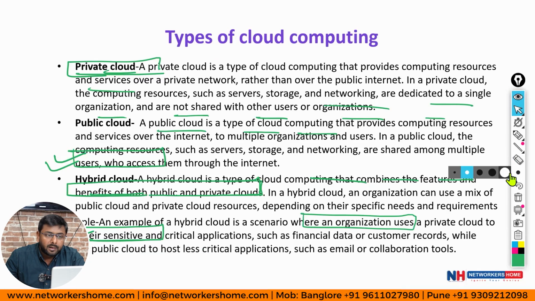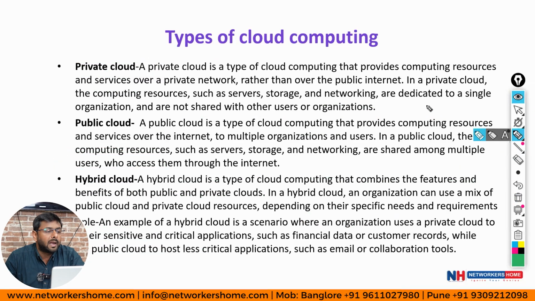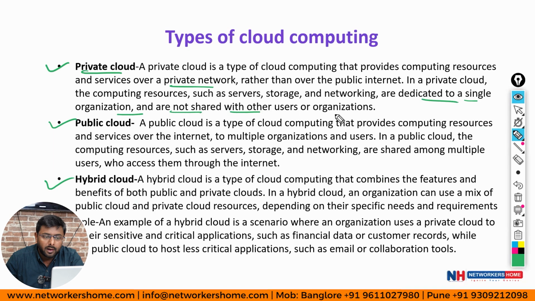Then in the types of cloud, we have three types of cloud. One is private cloud, public cloud, and hybrid cloud. So a private cloud is nothing but one that can be accessed by a private network or private individuals. It is dedicated to a single organization, not shared with other users or organizations. Whereas the public cloud is available and shared among multiple users who can access it through the internet.